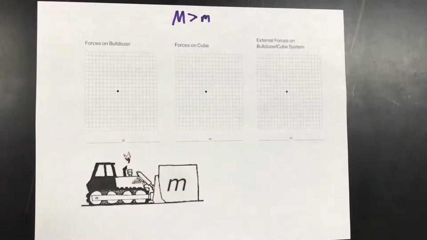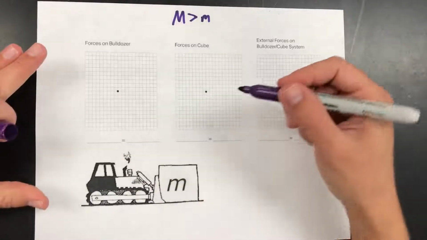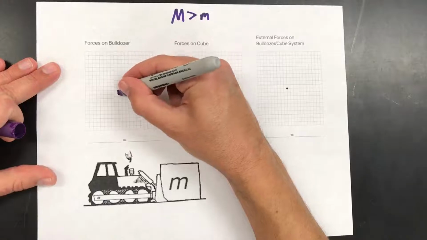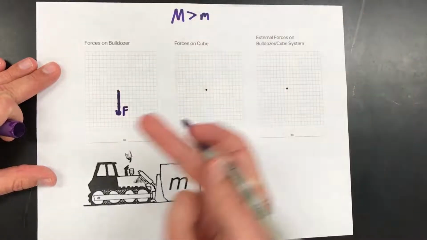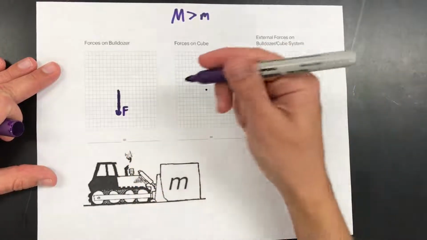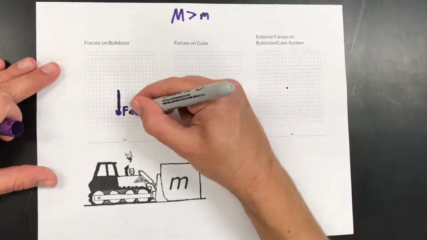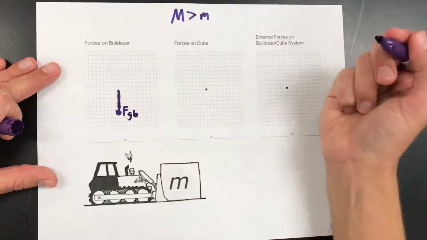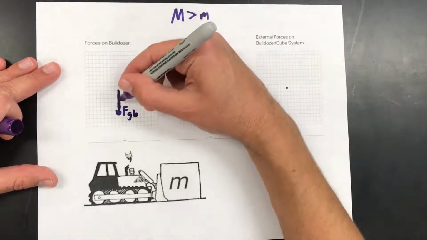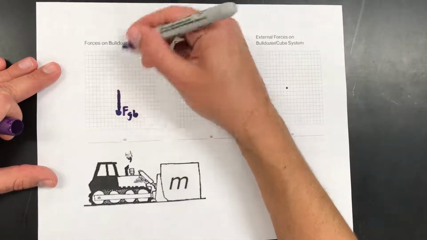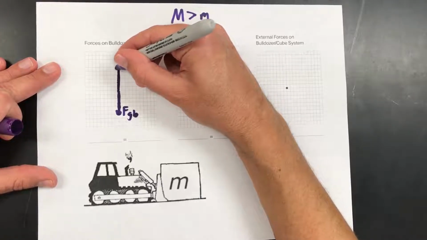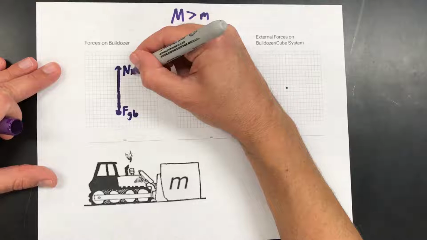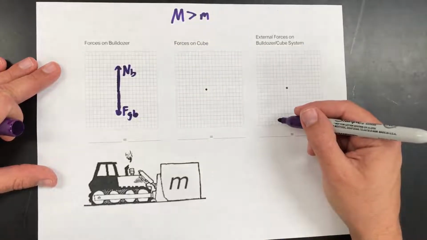So what are the forces on the bulldozer here? Well, we know we got the force of gravity. And I just drew it 6 down. There's no way to yet indicate what that should be. They didn't give us any numbers. So let's call that the force of gravity on the bulldozer there. And then we do know that however long we drew it down, we got to draw the same back up. So 1, 2, 3, 4, 5, 6. I'll call that the normal force on the bulldozer there.